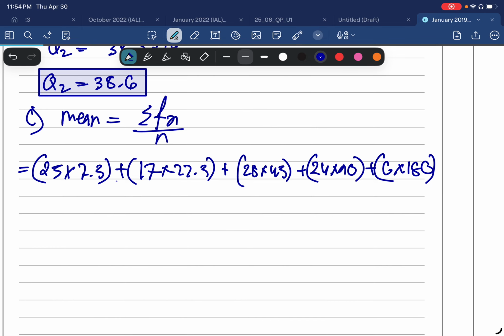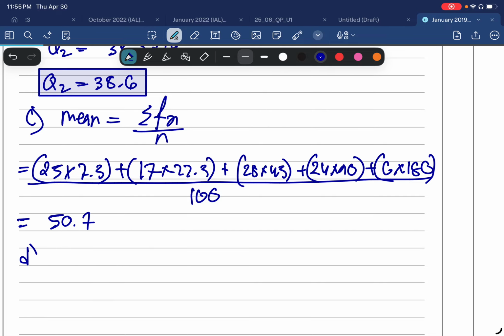All divided by 100. Put this in the calculator. 25 times 7.5, 17 times 22.5, 28 times 45, 24 times 90, 6 times 180, and divided by 100. This gives us 50.7 as our answer. Moving on to part D.